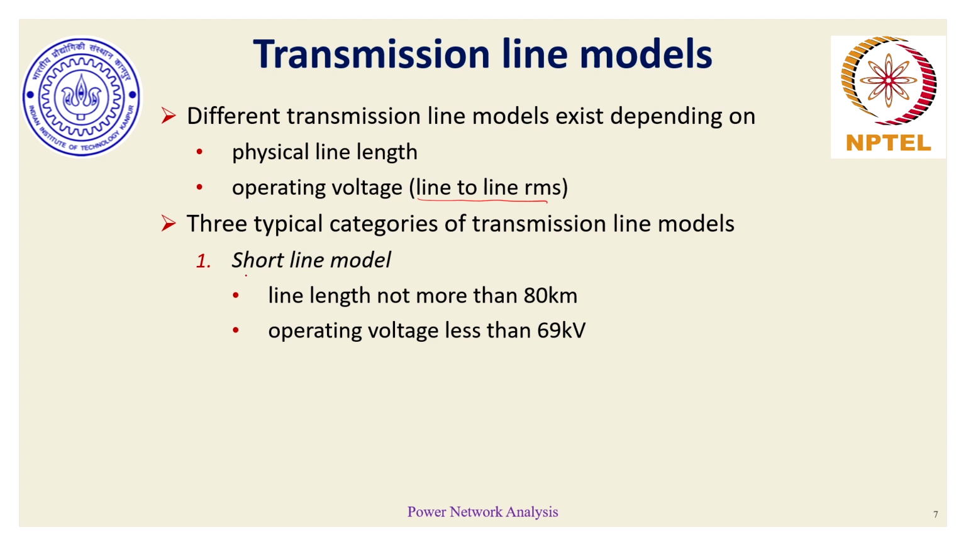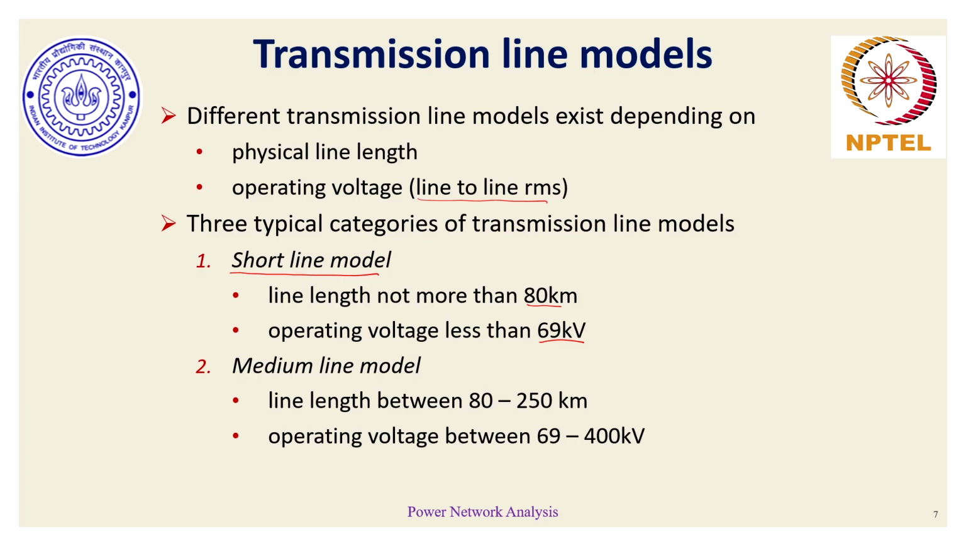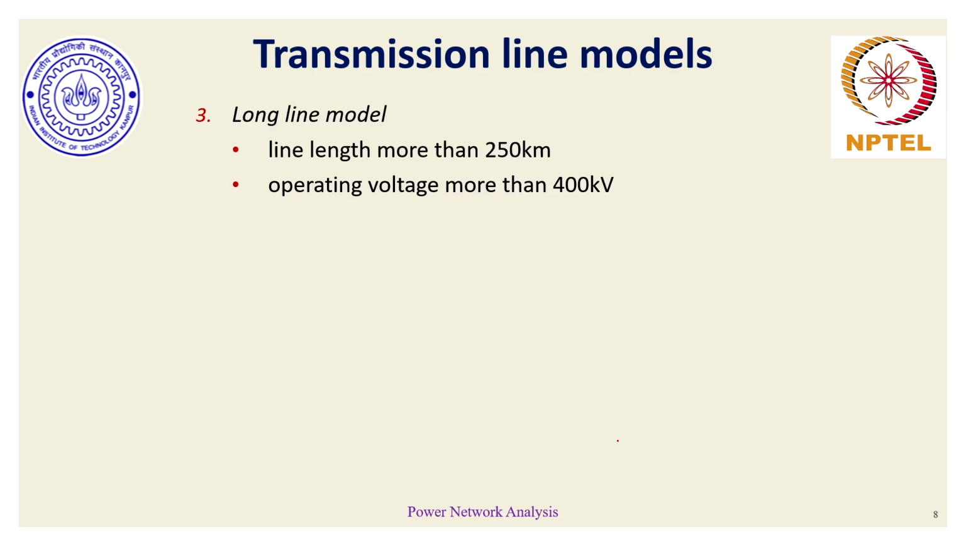The first one is called the short line model, which essentially has enough accuracy with simpler complexity to understand the performance of lines operating at less than 69 kilovolts line to line, again, and line length not being more than 80 kilometers. The second line category model is the medium line model, where the line length is typically between a few hundreds of kilometers to 250 kilometers, and operating voltage is between 69 kV to 400 kV. And the last line model is the long line model, where line length is very high and operating voltage is beyond 400 kV, operating at extra high voltage.